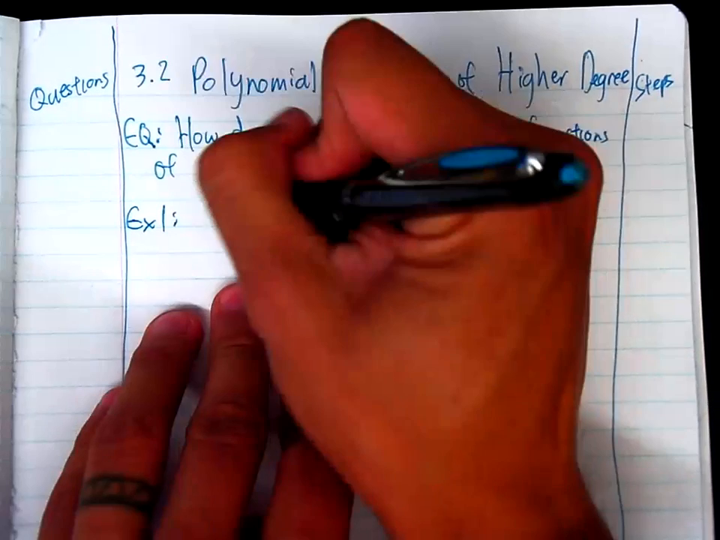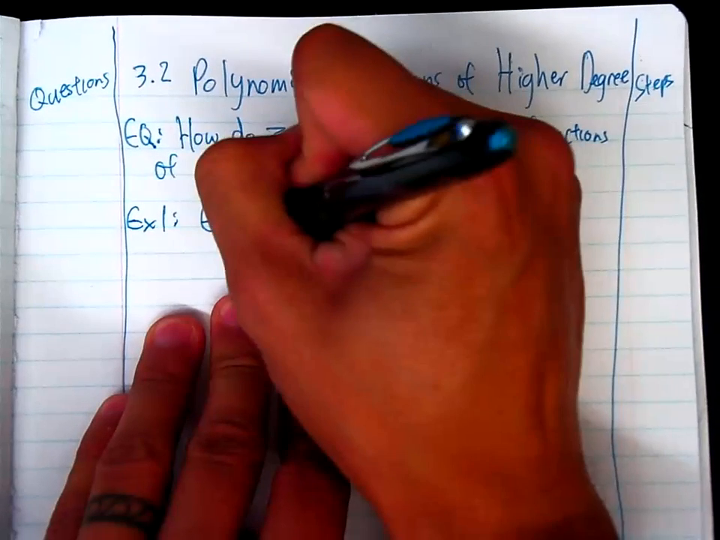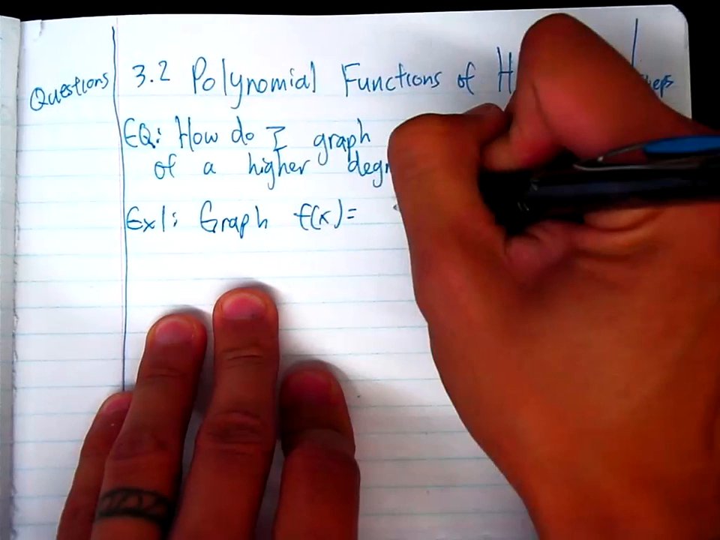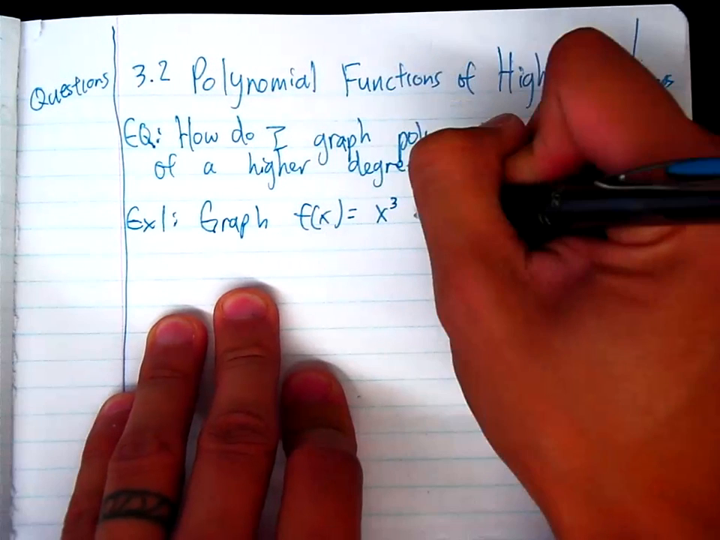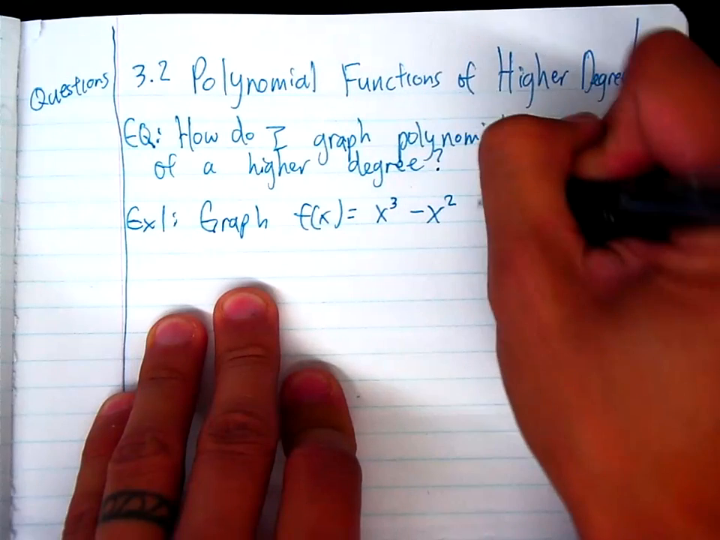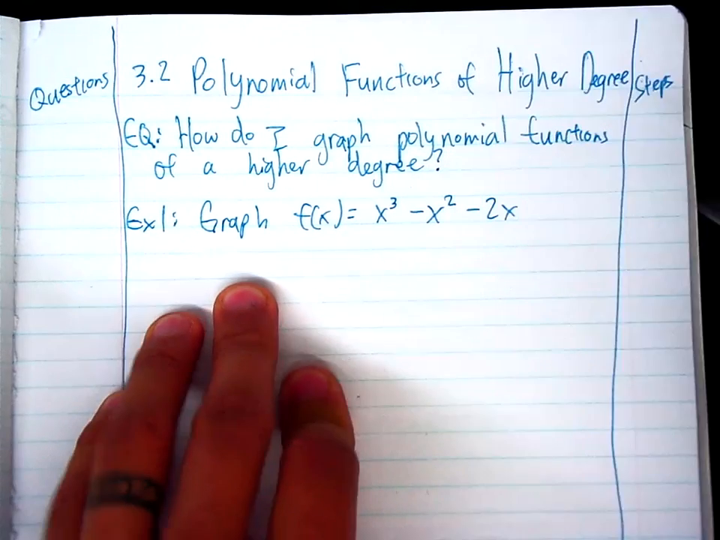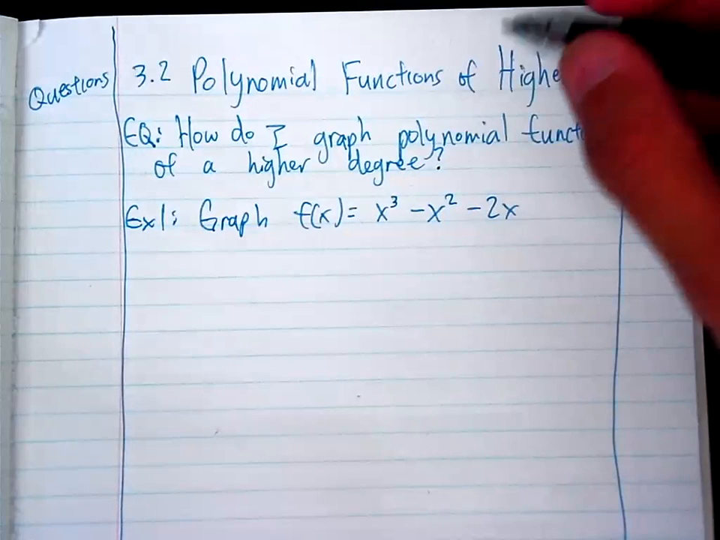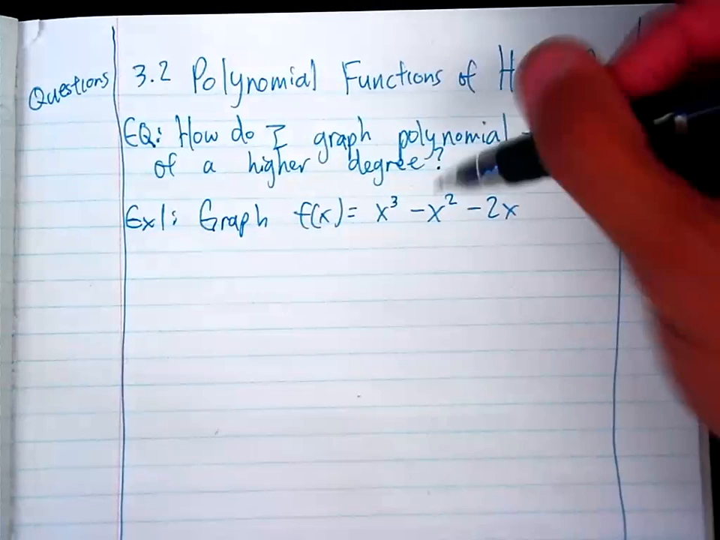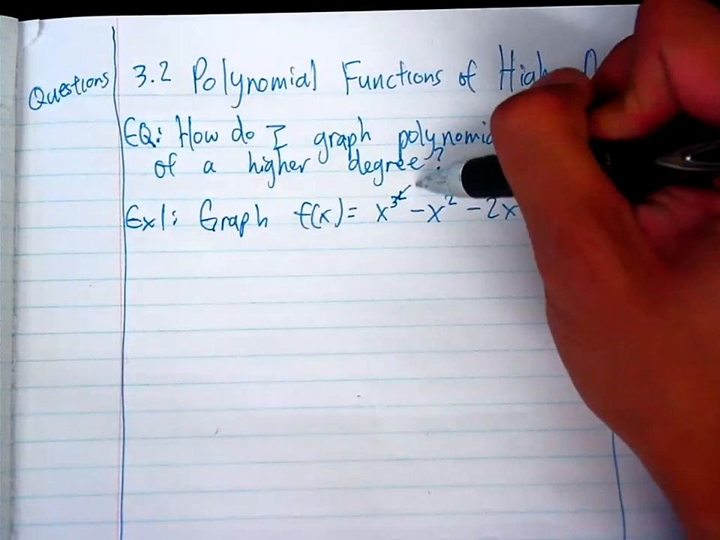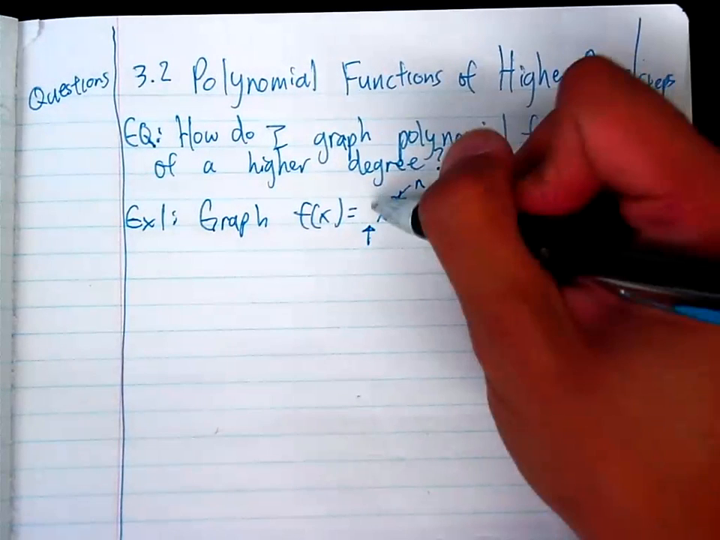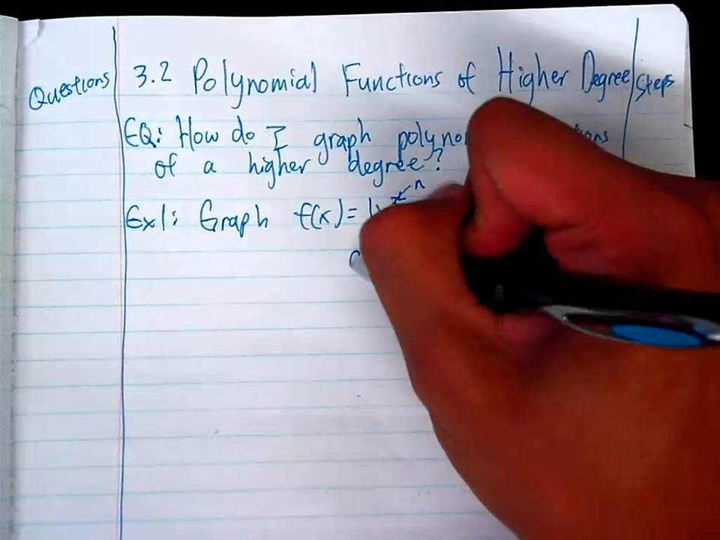Okay, so the first example is we're going to graph f of x equals x cubed minus x squared minus 2x. Okay, so from your notes, it asks for what n was and what the coefficient of n is. So n is the highest degree, so this is n. And then the number in front, right now this is 1. Okay, this will be a sub n.